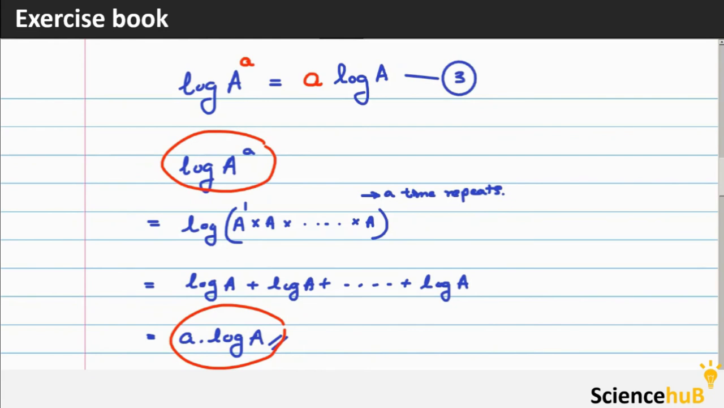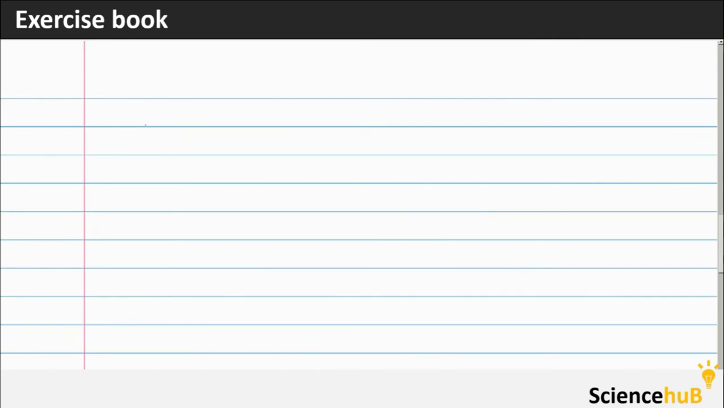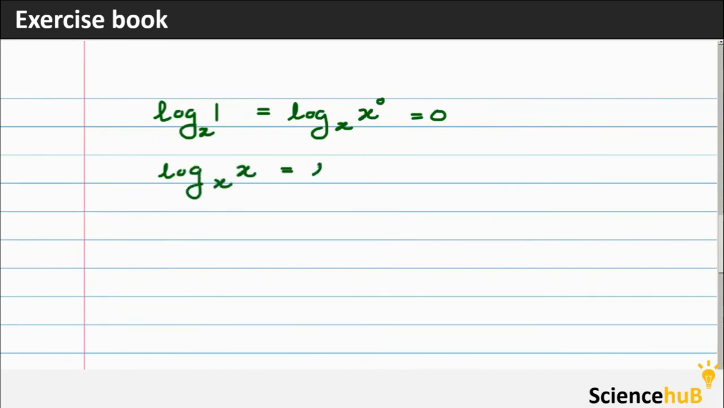Now I am going to discuss two more ideas. That is log 1. What is the value, in any base? Let's say base x. That means log base x of 1 is 0, right? It is 0. I will ask another question. If log base x of x, what is the answer? Okay, let's write. Log base x of x is 1, right?